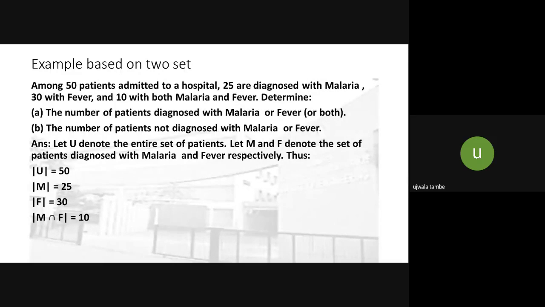Okay, we are assigning some notations for the sets first. As we have two sets, patients with malaria and patients with fever, the universal set is 50, malaria patients is 25, and fever is 30. Also the intersection is given, that is 10, with malaria and fever. As per the previous formula, A union B is equal to A plus B minus A intersection B. Use this formula and find the value of M union F.